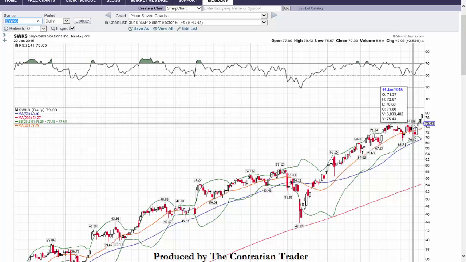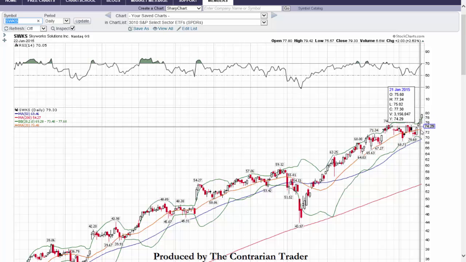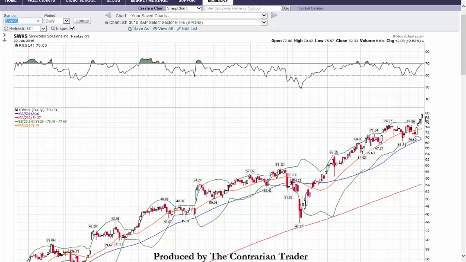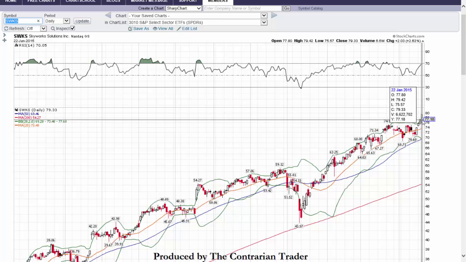And an experienced trader would use a trailing stop loss, say between 3 to 5%, and let the market take him out of this position or her out of this position. Because there's going to be a rocky road ahead. Just when you think it can't go higher, it's going to shoot higher.